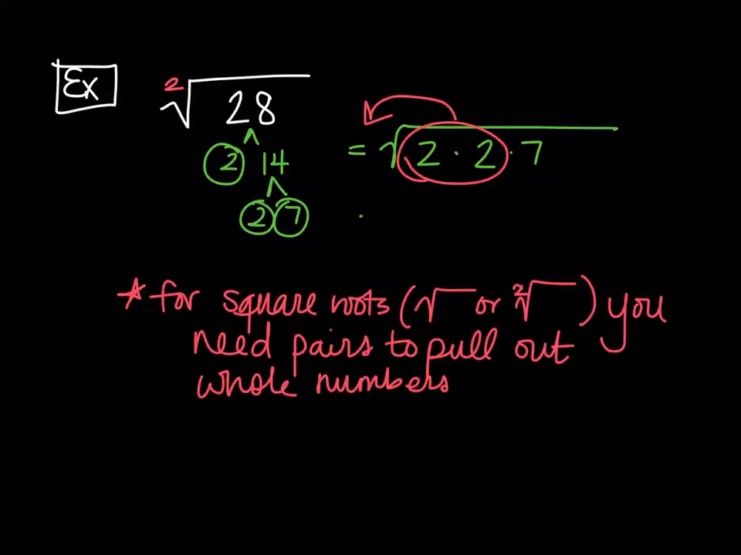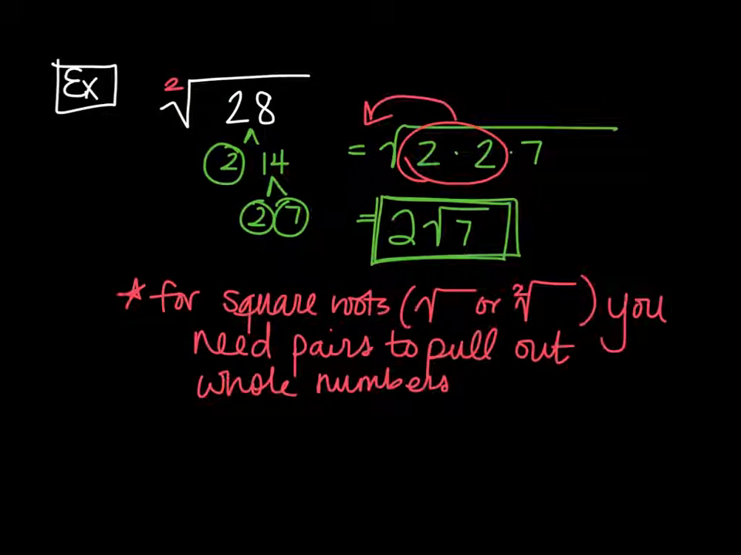So the final answer, if we were to rewrite this, would be a whole number 2 on the outside, because it's allowed to come out of the square root of 7. All right, that's the same thing as the square root of 28. Let's try another one and see if that makes sense one more time.